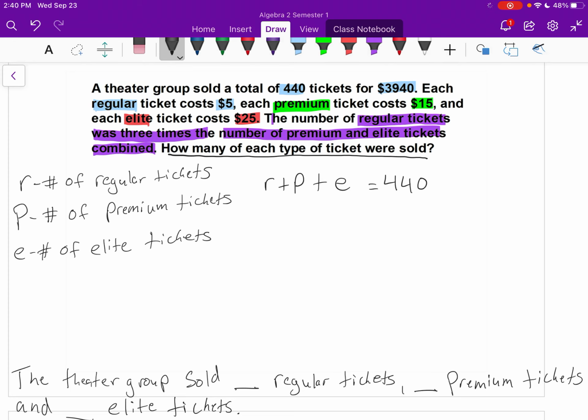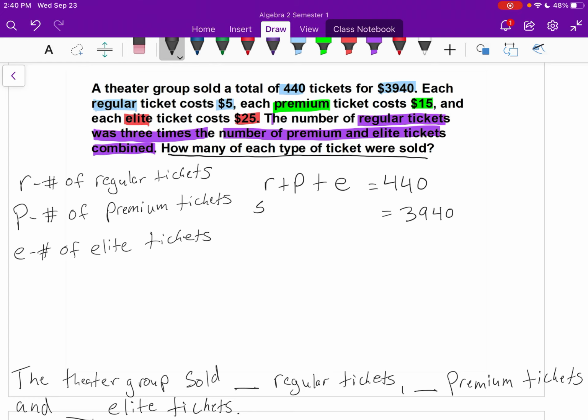Now, when we're talking about that 3,940, okay, that's another total. That's the total money they made. We've got to think about how much money they made from regular tickets, and how much money they got from premium and elite. So now if you think about it, they make $5 per regular ticket. You're going to take that $5 times the number of tickets they sold, and that's going to give you the money they made from those regular tickets.